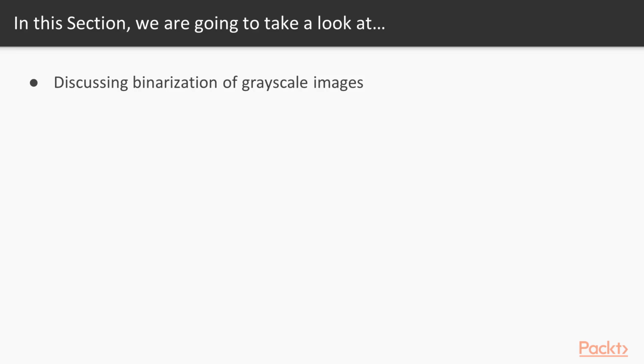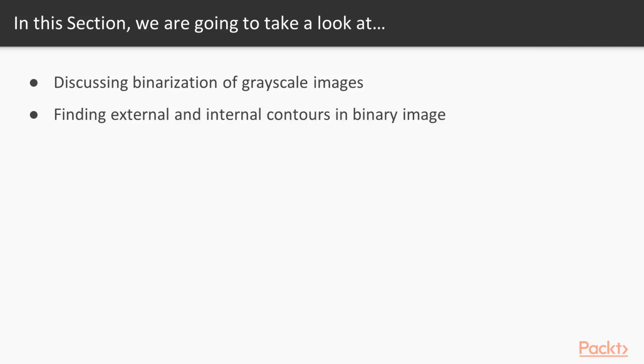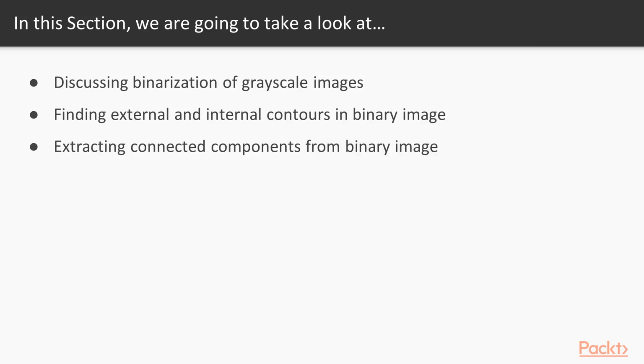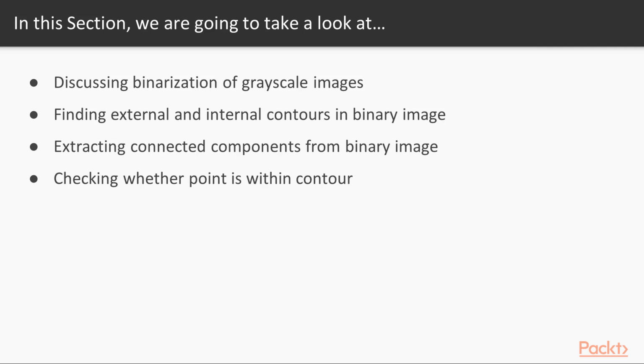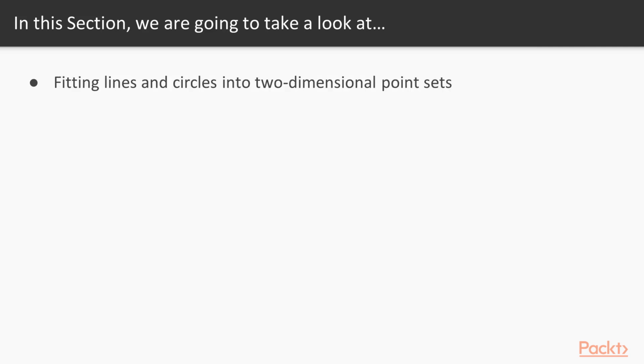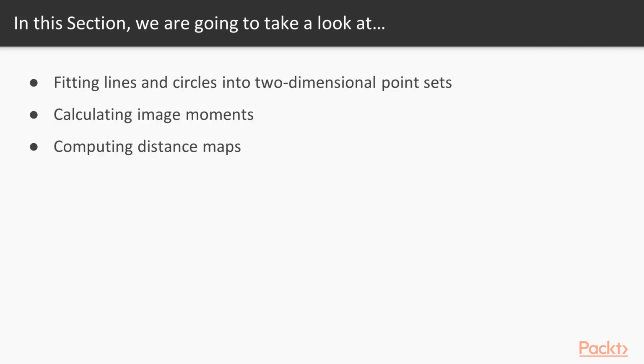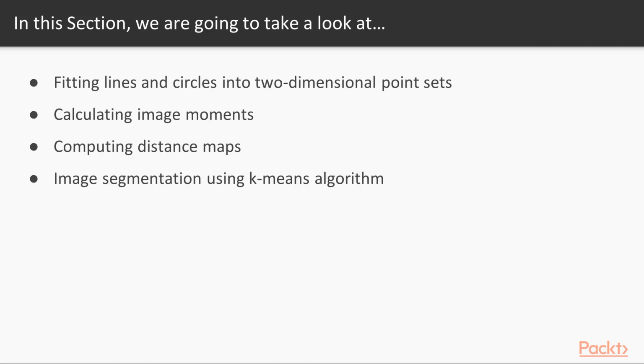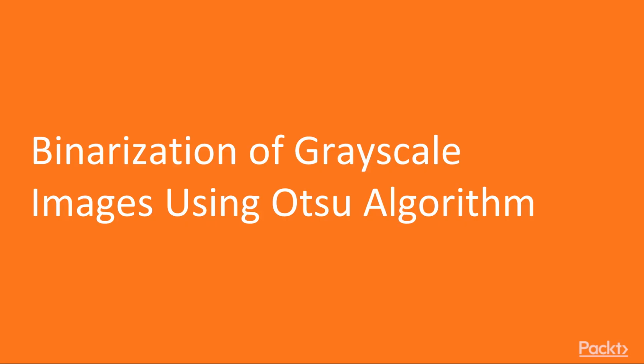In this section, we are going to learn binarization of grayscale images, how to find external and internal contours in a binary image, extracting connected components from a binary image, checking whether a point is within a contour or not, fitting lines and circles into two-dimensional point sets, calculating image moments, computing distance maps, and last but not the least, image segmentation using k-means algorithm.